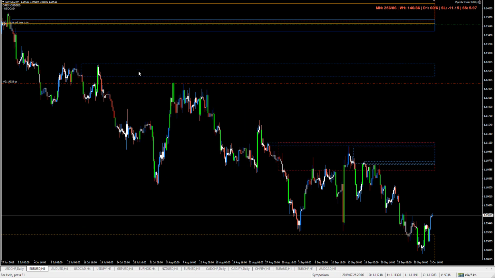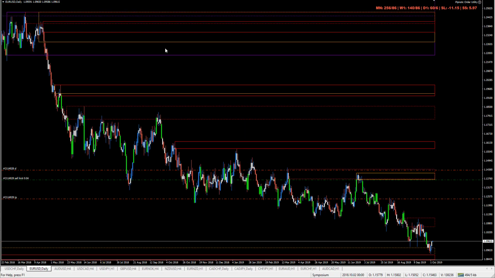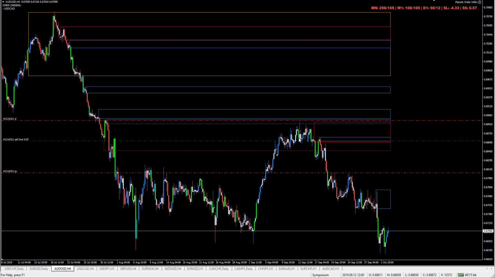If we go to the euro American dollar, we're still very far away from our entry. We have it up here. Price is all the way down here. This will probably expire before we get up to here, but we'll have to wait and see. Let's have a look at the Aussie. Also still pretty far away. Nice area. Price came back down.